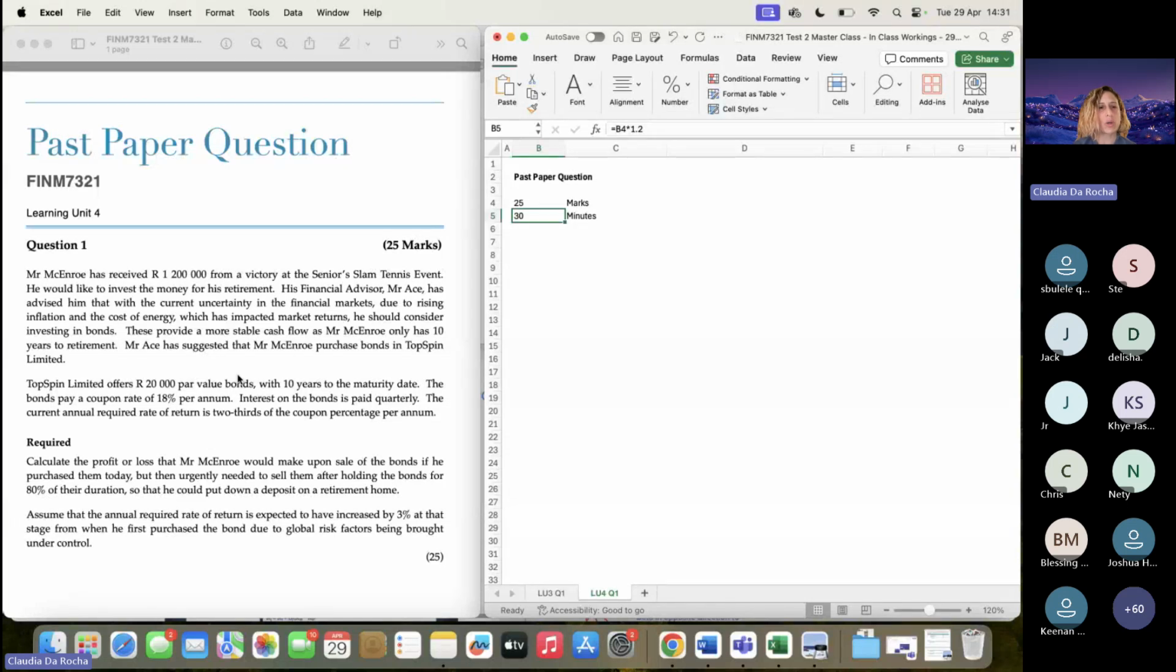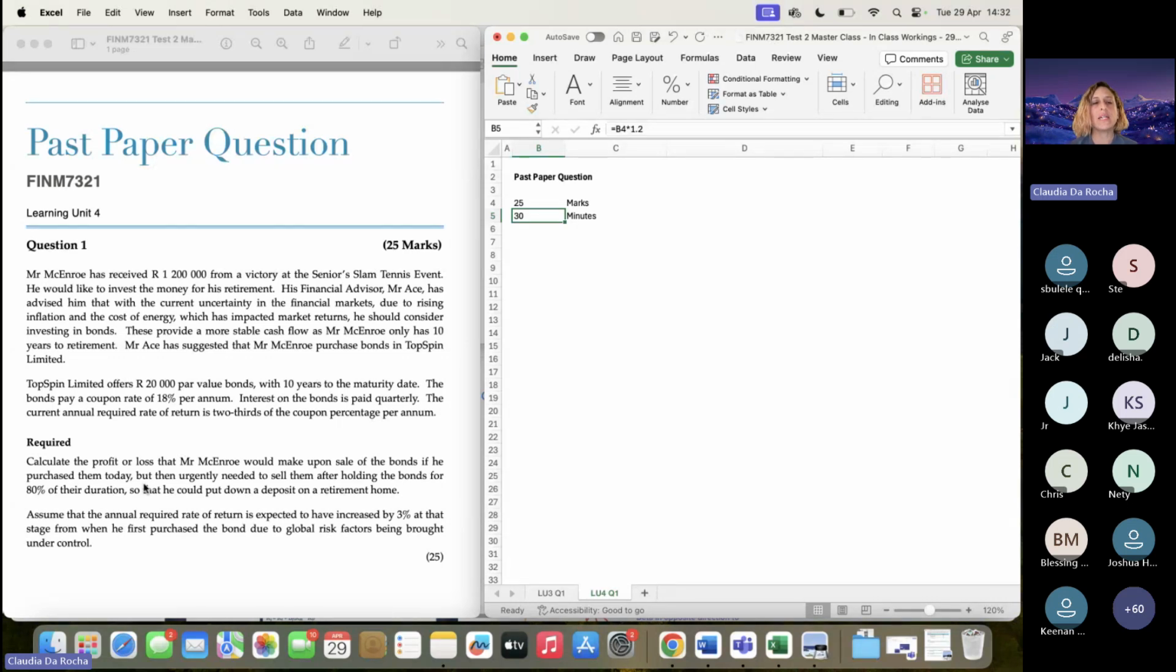Let's look at the required. It says calculate the profit or loss that Mr. McEnroe would make upon sale of the bonds if he purchased them today, but then urgently needed to sell them after holding the bonds for 80% of their duration so that he could put down a deposit on a retirement home. Basically, you would have purchased a bond now, hold it for a certain period, and sell it. So there are two values you're going to have to calculate: the value of the bond at a point in time now, and the value of the bond if you only had 20% left in terms of the maturity date.